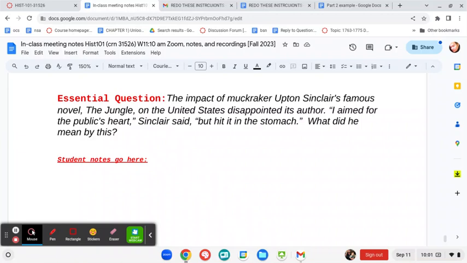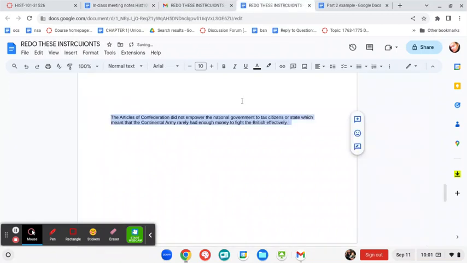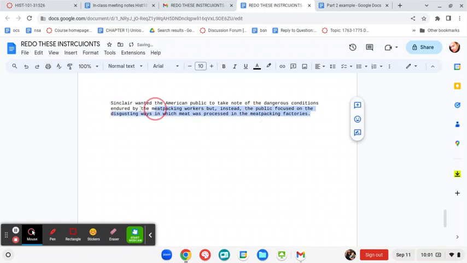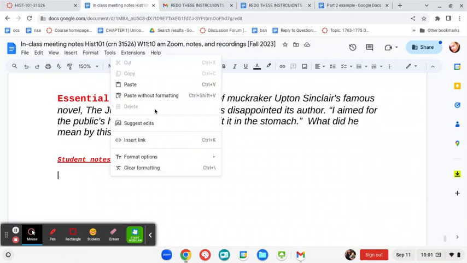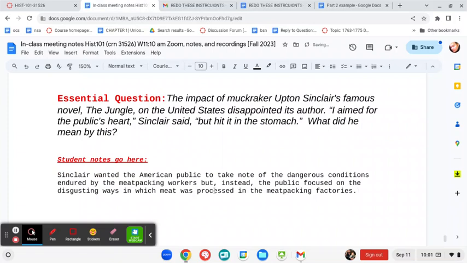Do you have good notes? Hopefully you have good notes that help you answer this particular question that we talked about in class. And you think, oh yeah, of course I do. Let me go into my notes. There it is. I have notes that will help me answer this question. Sinclair wanted the American public to take note of the dangerous conditions endured by the meatpacking workers, but instead the public focused on the disgusting ways in which meat was processed in the meatpacking factories. That explicitly helps you to answer this particular essential question.